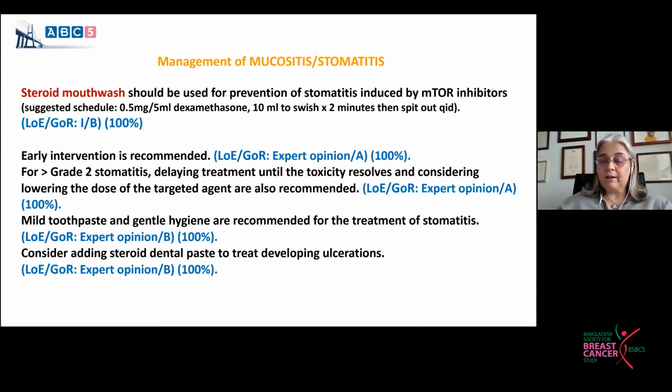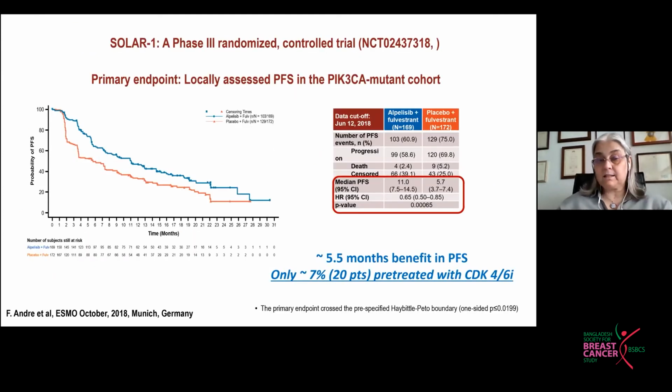What else do we have here? We have a new agent called Alpelisib, which is an inhibitor of PIK3CA and acts in tumors that are PIK3CA mutant. Now, this was studied in the SOLAR-1 study.